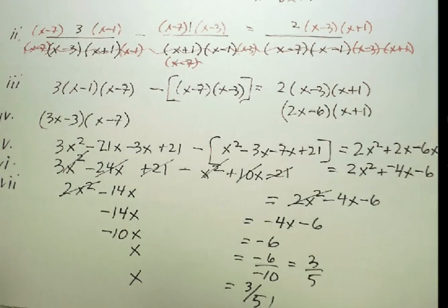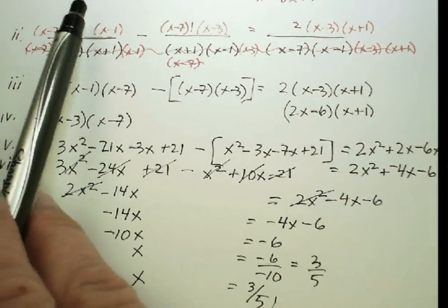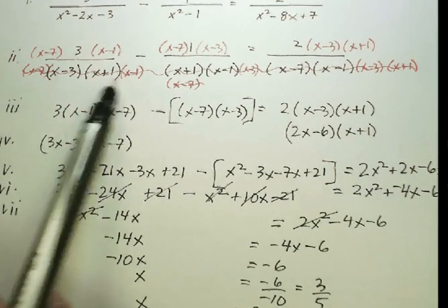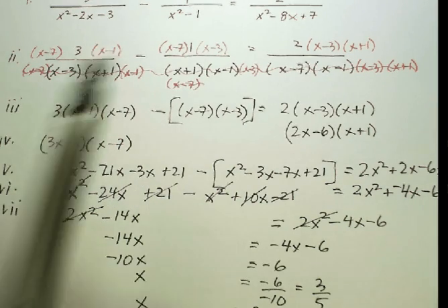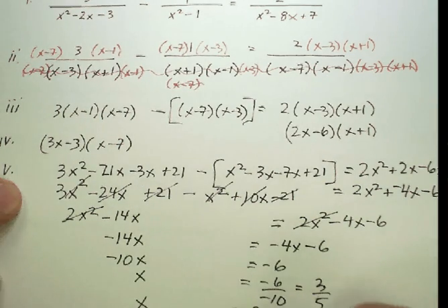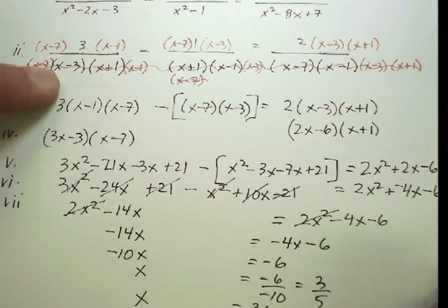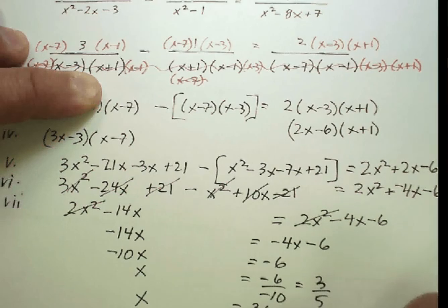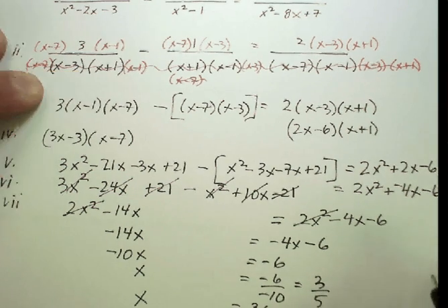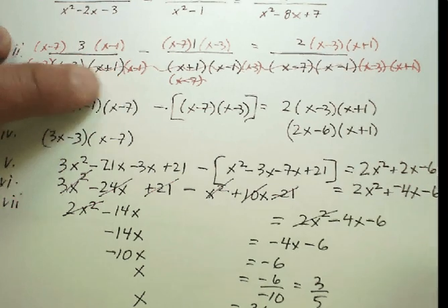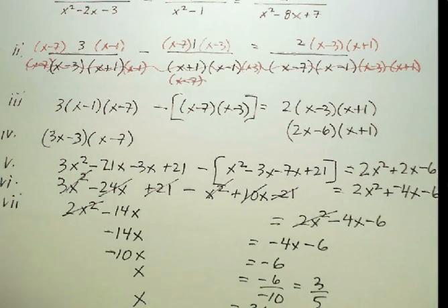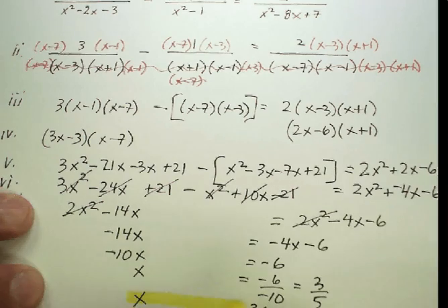What are the restrictions? How do you figure those out? Go back to the original problem and look at the factored forms. Say, what are each one of the x's that are going to make the denominators equal to 0? So x cannot equal a positive 3, cannot equal negative 1, cannot equal a positive 7, and cannot equal a positive 1. And that is your answer.